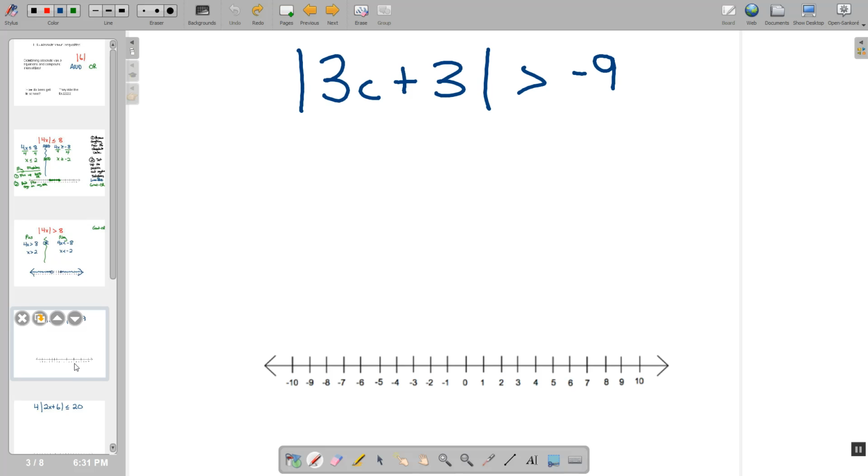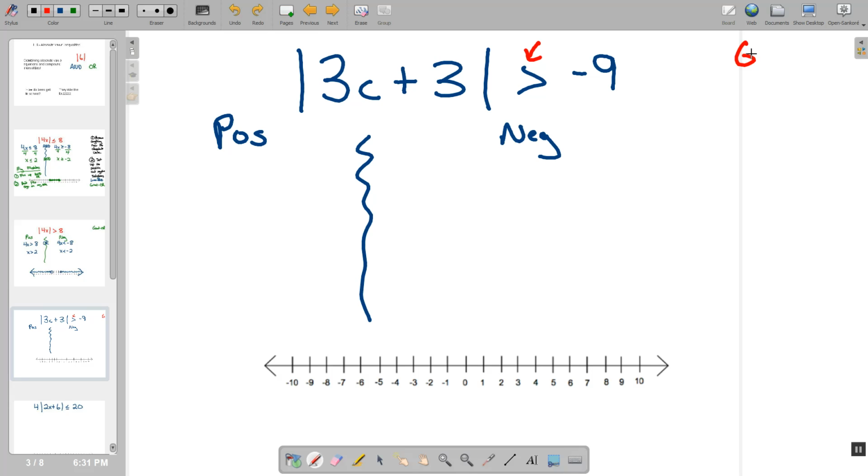So now let's do a little bit harder equation. Now we have everything moved away from the absolute value sign, so we can immediately set up the positive and the negative sides of our equation. I notice that our symbol between is greater than, so we remember that it's greater or.